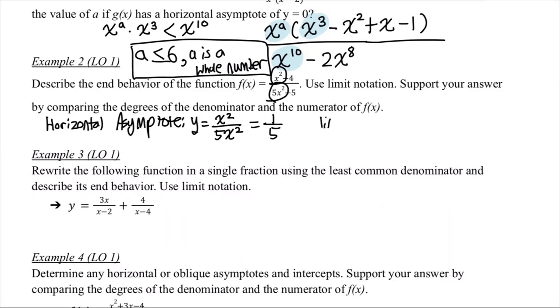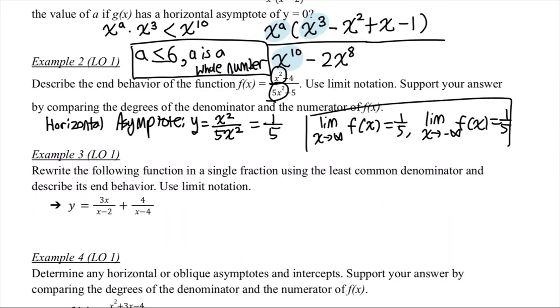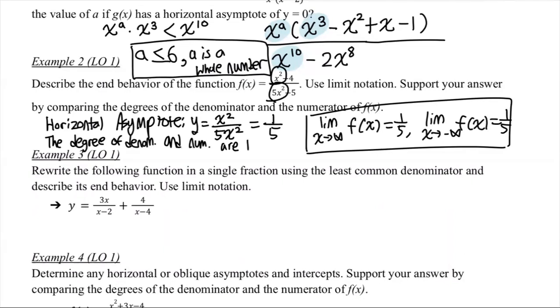You can say that the limit as x approaches infinity of f of x is 1 over 5, and that the limit of f of x as x approaches negative infinity is also 1 over 5. That is an absolutely correct answer using the limit notation. And we also supported the answer by comparing the degrees of the denominator and the numerator. We can also add that the degree of the denominator and the numerator are the same.